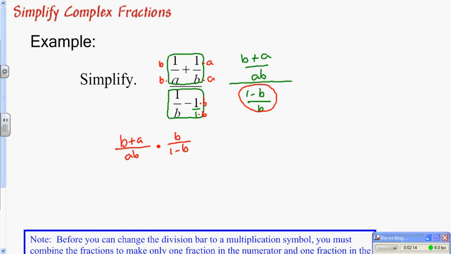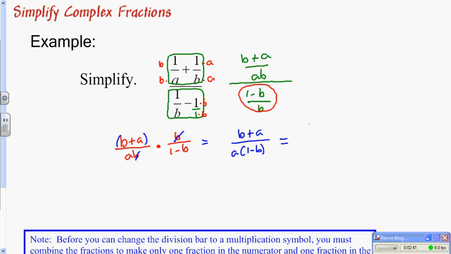Okay, so now we can multiply. We have B and B that can cancel, and that's it. We can't take away the A's because this is implied parentheses. Okay? So now when we multiply across, we will get B plus A over A times 1 minus B.